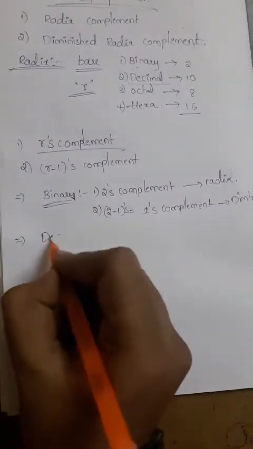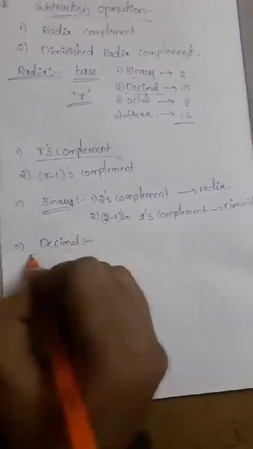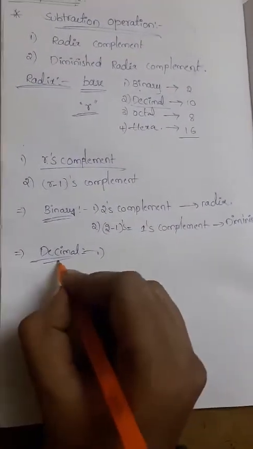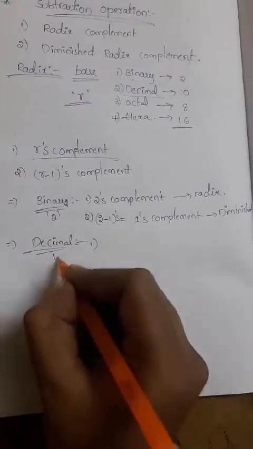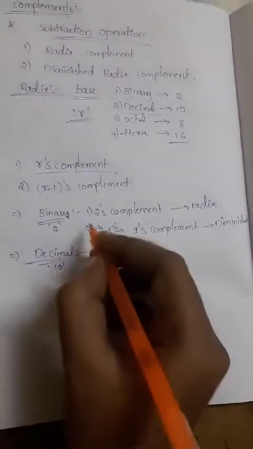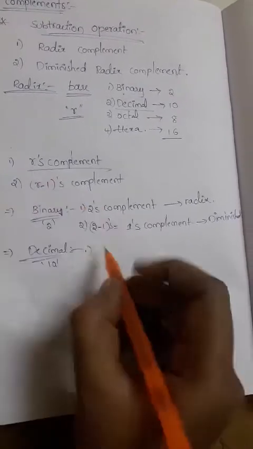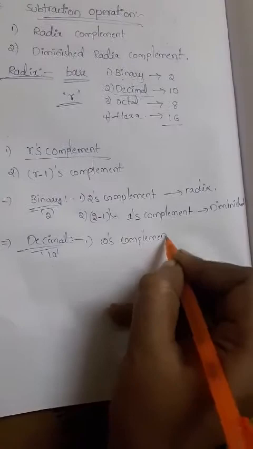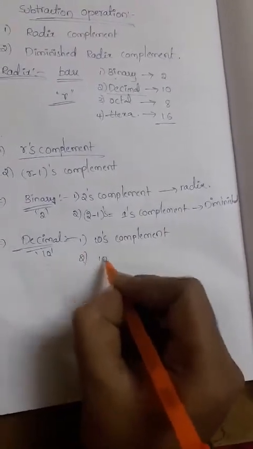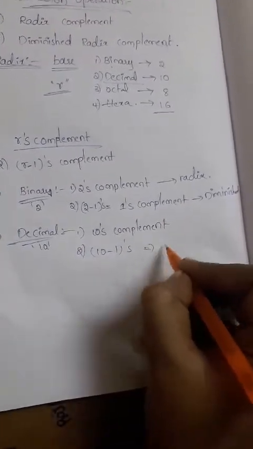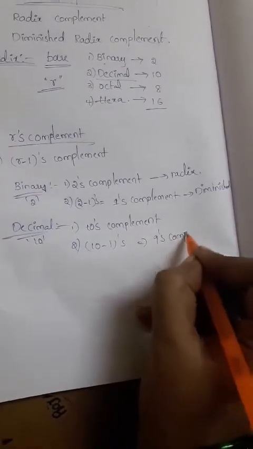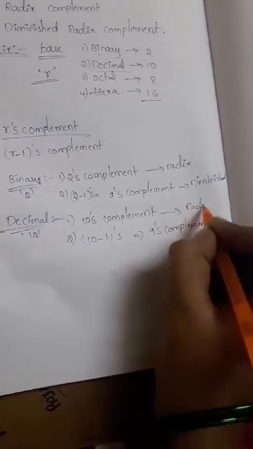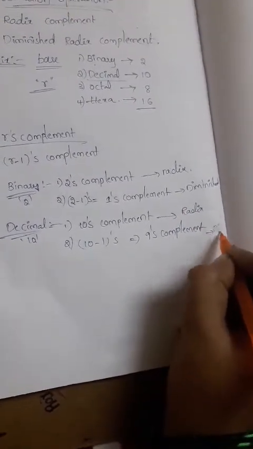So define that for decimal. The r's complement, for radix, for decimal: what is the base here? For decimal the base is 10, so I replace r with 10. For radix we get the 10's complement. For the diminished radix complement we get the (10 minus 1)'s complement, that is the 9's complement. So this is related to the radix and this is related to the diminished.